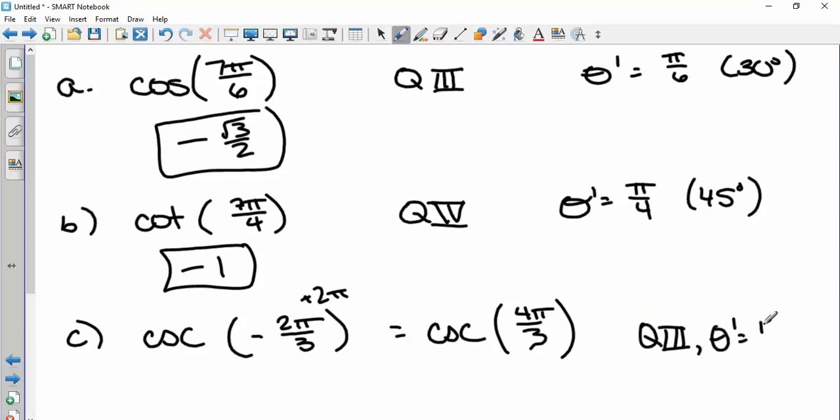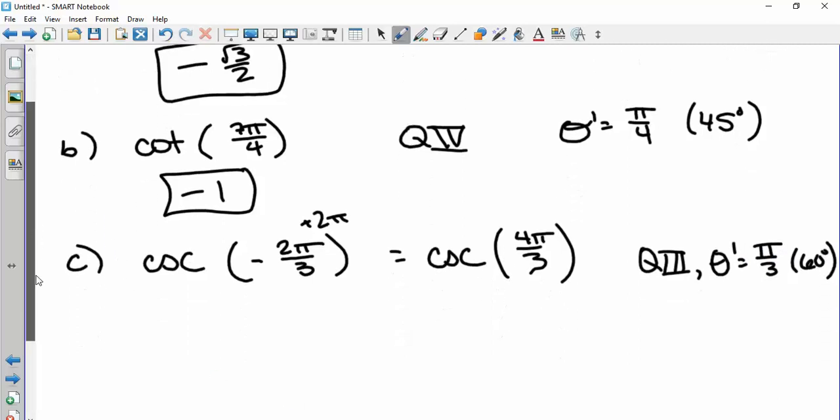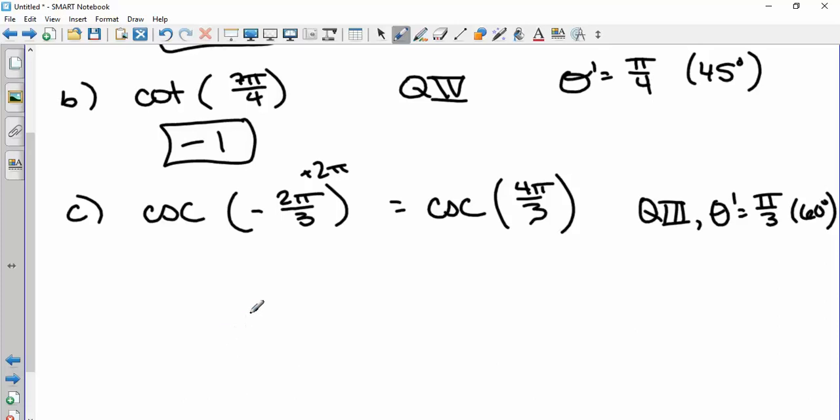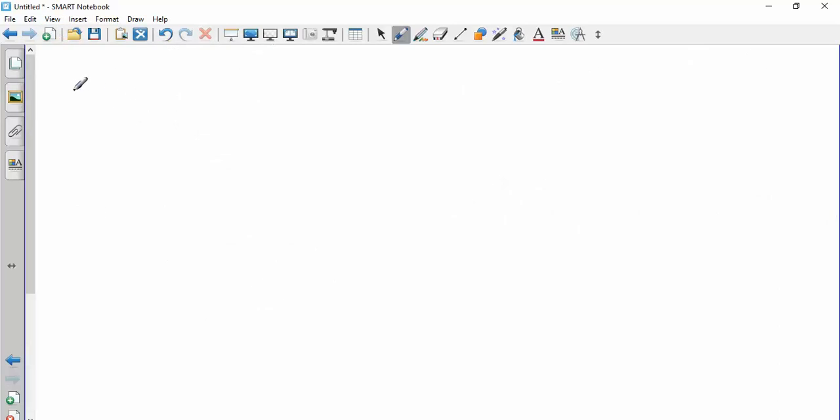Third. Reference angle is pi over 3, which is 60 degrees. Okay, in quadrant 3 is cosecant, that's a reciprocal of sine, so positive or negative? Right. Sine of 60 is radical 3 over 2, so cosecant would be the reciprocal of that, so 2 radical 3 over 3. So those are the same types of questions we've had before. We just had them in degrees on the last test. Now I will ask it in radians. Are those okay? Last one.